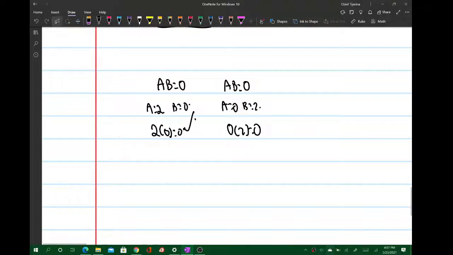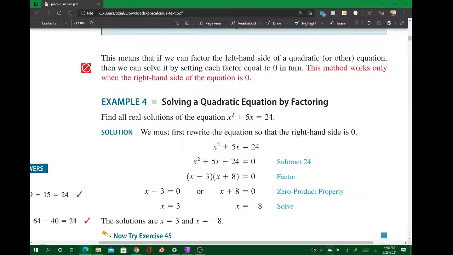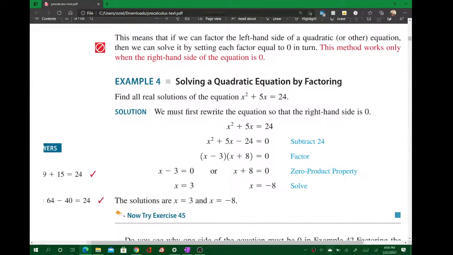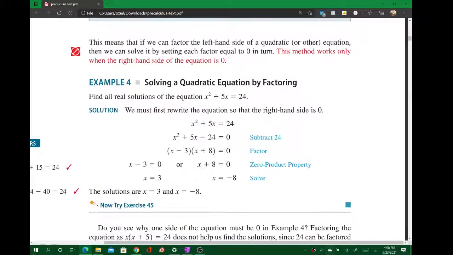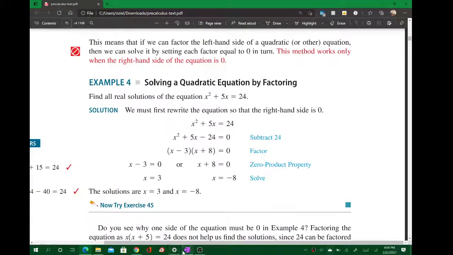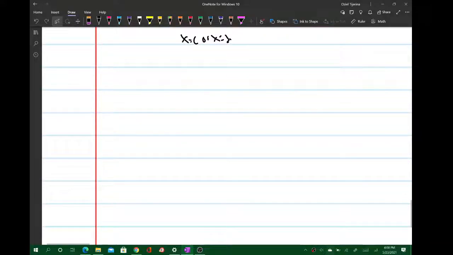Because if these two are factors, like x minus c, and this is like x minus d, then x equals c or x equals d. That's what it's saying. Let's see here. Okay, so then it says solve a quadratic equation by factoring. So obviously, they want to make sure that you are well equipped for calculus.